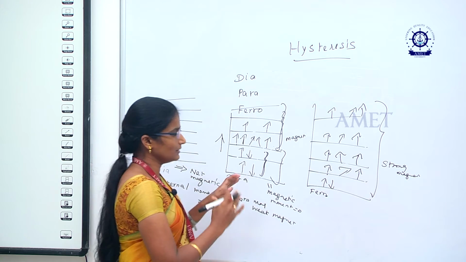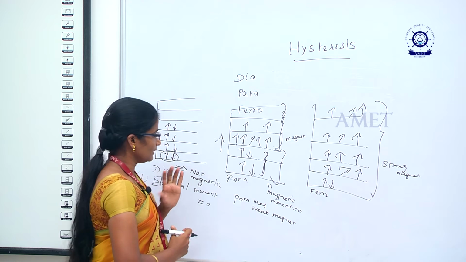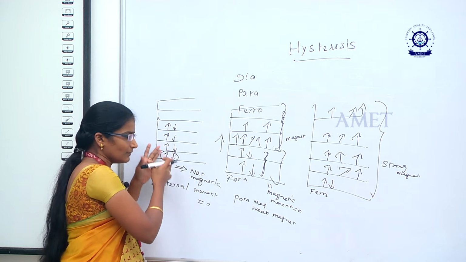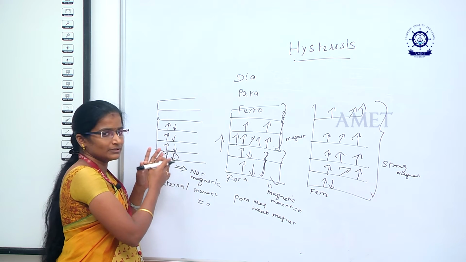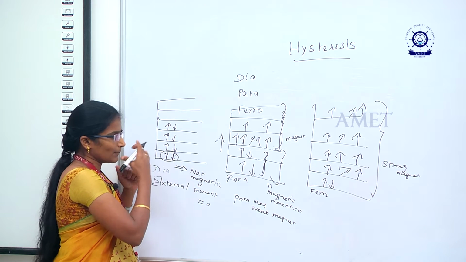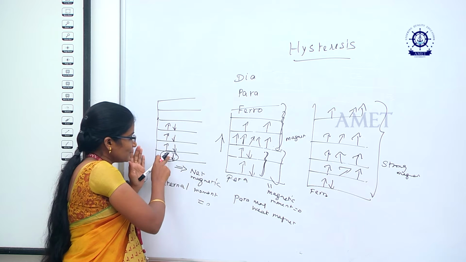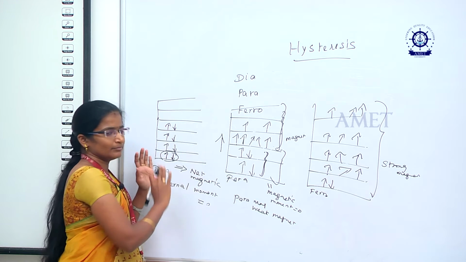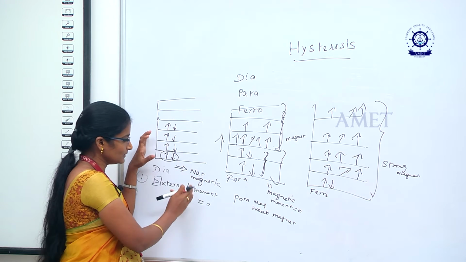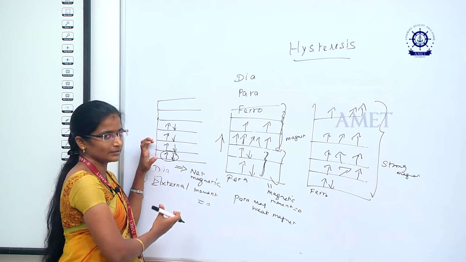So this is the main difference between dia, para and ferromagnetic material. Initially it has electrons with different spins according to Pauli's exclusion principle. When we apply some external field on this material, the spins get paired, meaning that at that time the net magnetic moment is 0. So totally, the diamagnetic material doesn't have the magnetic property.